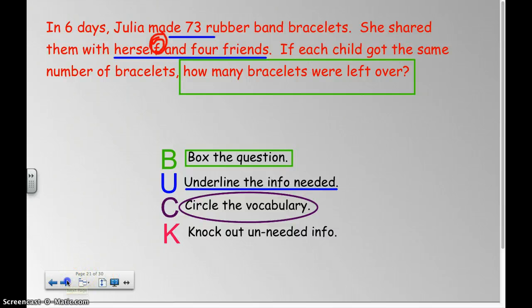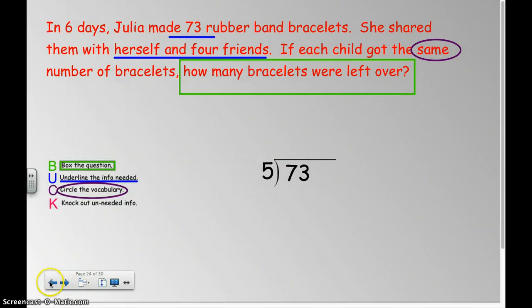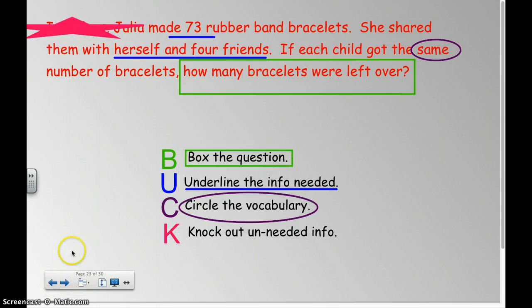Then I'm going to keep going, and I'm going to circle the vocabulary. I'm going to underline the information that's needed. I'm going to box out the information that I don't need. And now I've got my question left over. So Julia made 73 rubber band bracelets. She shared them with herself and 4 friends. That's the key, herself and 4 friends. So that means 73 divided by 5 people.